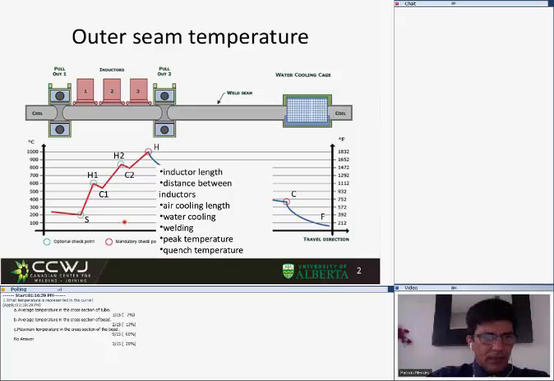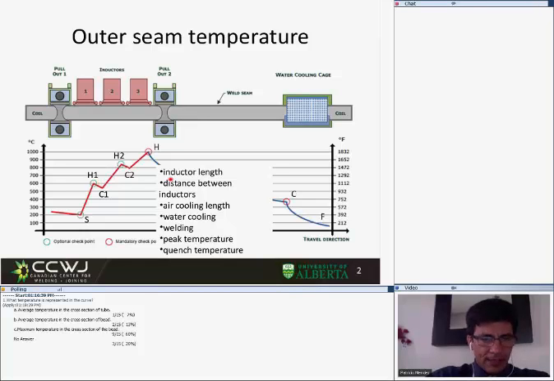like this, we get to see the inductor length. So if this is the inductor length for each inductor, we would see it reflected here, right, in the axis. Then we have the distance between inductors. That is something we have discussed in the course, and I'm going to review briefly later today. And we have this distance between inductors, and we see this cooling here.